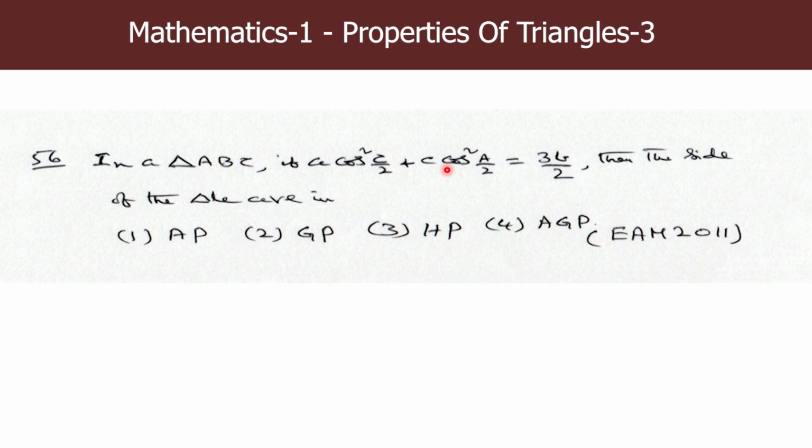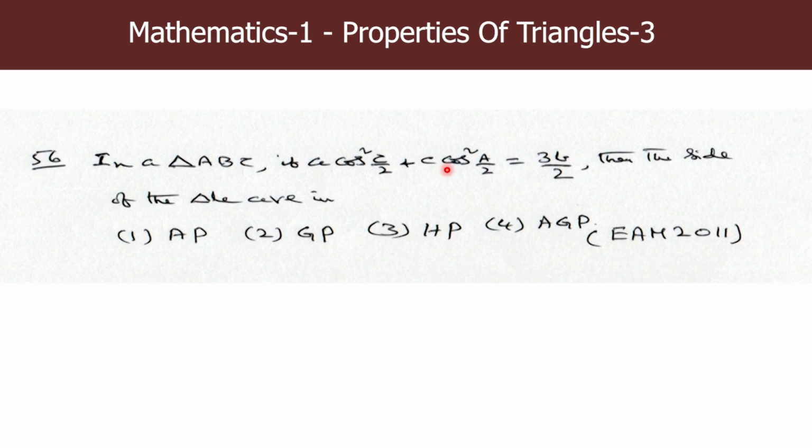56. In a triangle ABC, if a cos square C by 2 plus c cos square A by 2 is equal to 3b by 2, then the sides of the triangle are in: option 1, AP; option 2, GP; option 3, HP; option 4, AGP. The AGP means arithmetico-geometric progression. This was asked in EAPCET 2011.